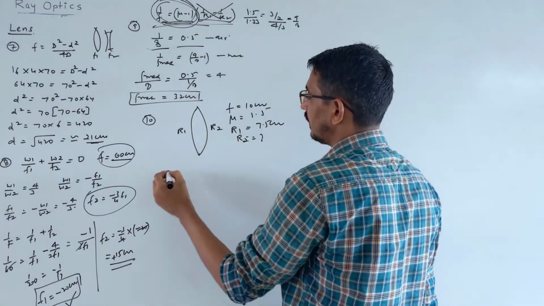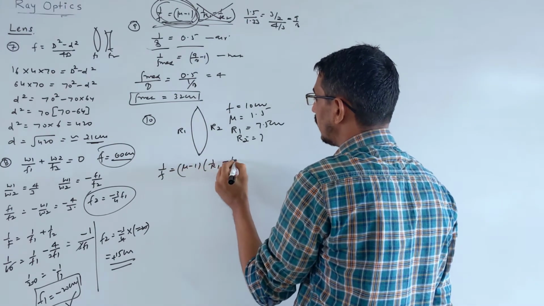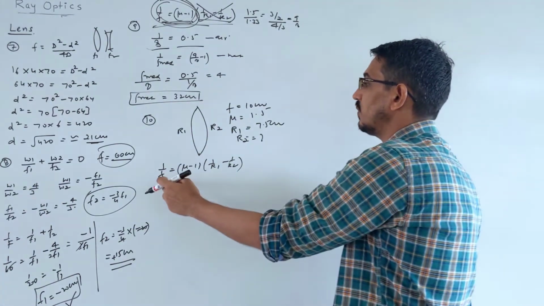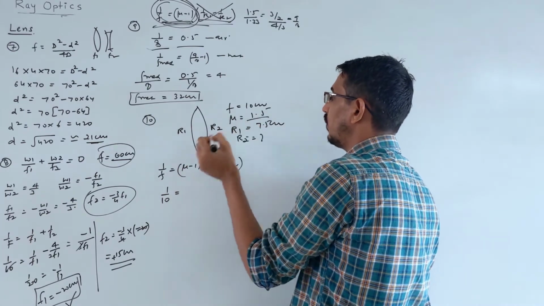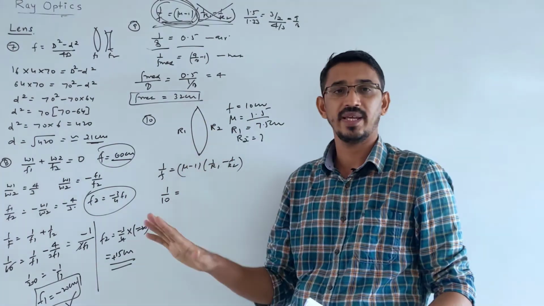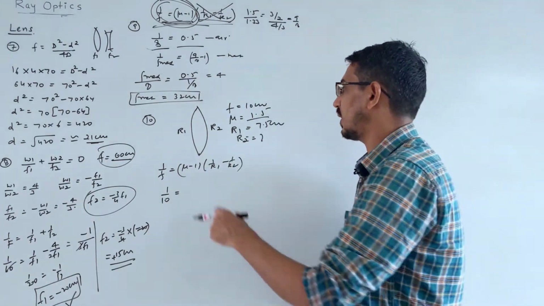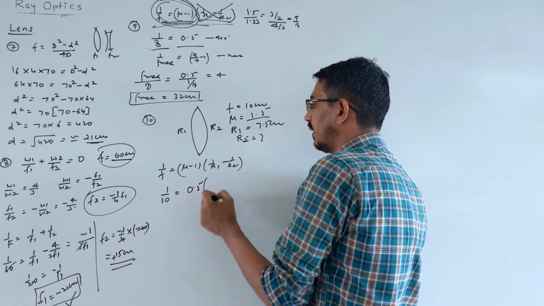Normal formula: 1 by f is equal to (mu minus 1) times (1 by r1 minus 1 by r2). Sign convention you have to put. Focal length for this lens is positive, so 1 by 10. Mu is 1.5 minus 1. Hope you understood that this lens is placed in air, so mu is mu of the lens by mu of the air; air is 1 only, so just mu of the lens. So 1.5 minus 1 is 0.5.